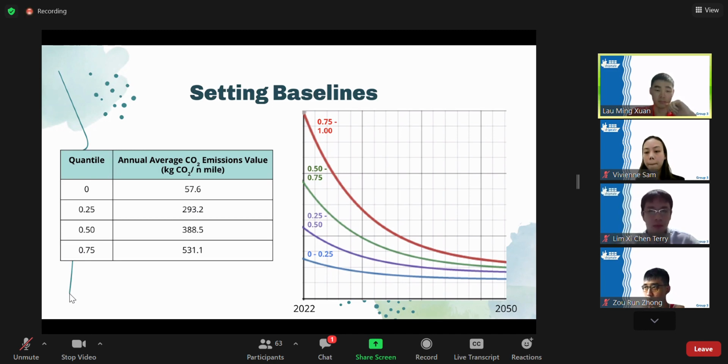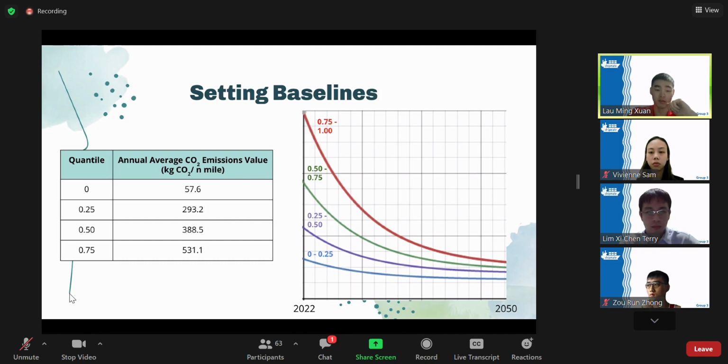to the blue line. The ships that are in the upper quantiles will be required to reduce a larger amount, while those in the lower quantiles will have to reduce less since they are already performing well. By the time we reach 2050, the ships will have improved their emissions such that overall, this cluster will have decreased their emissions by 70%.